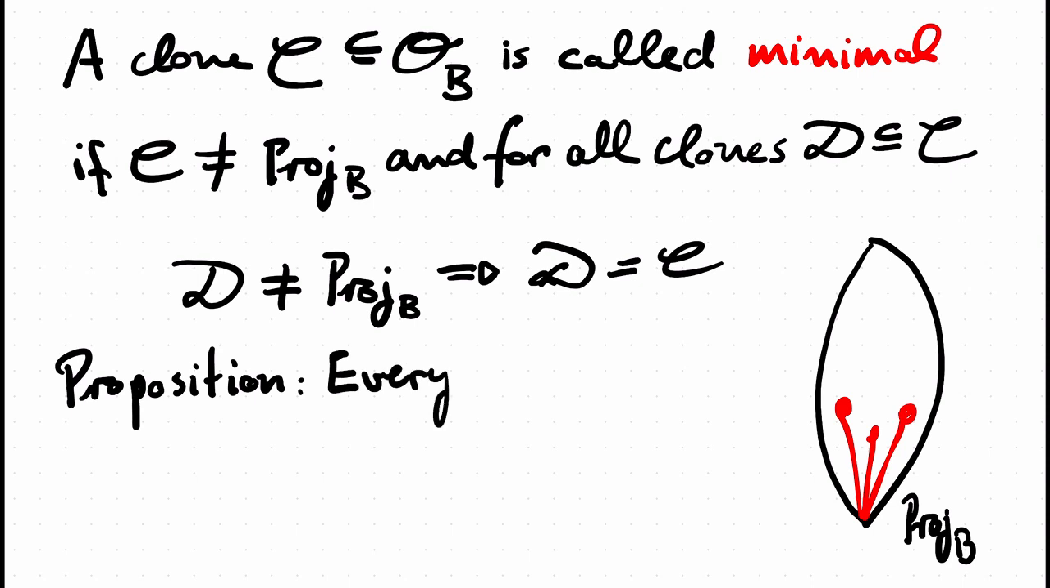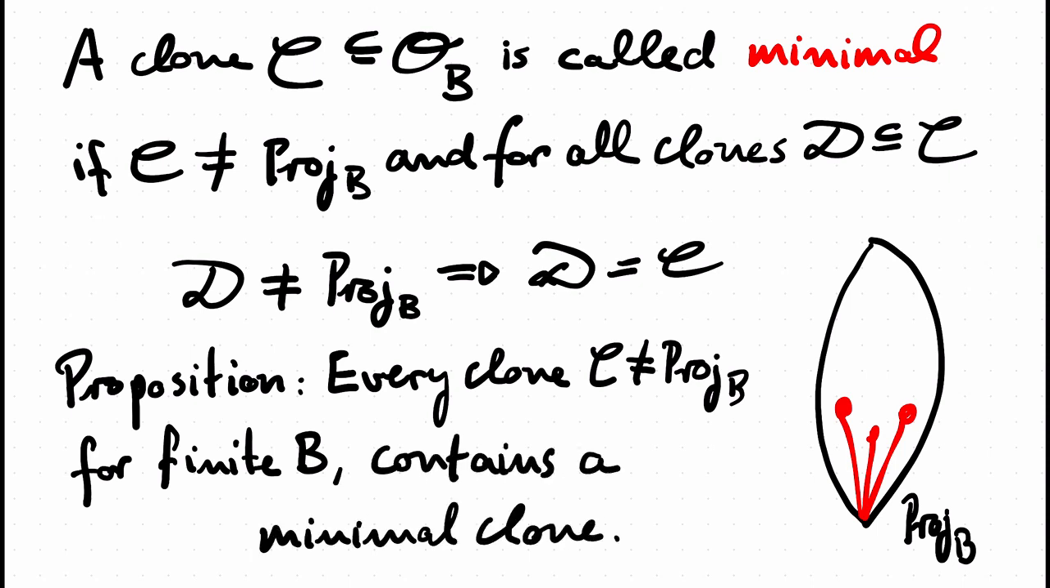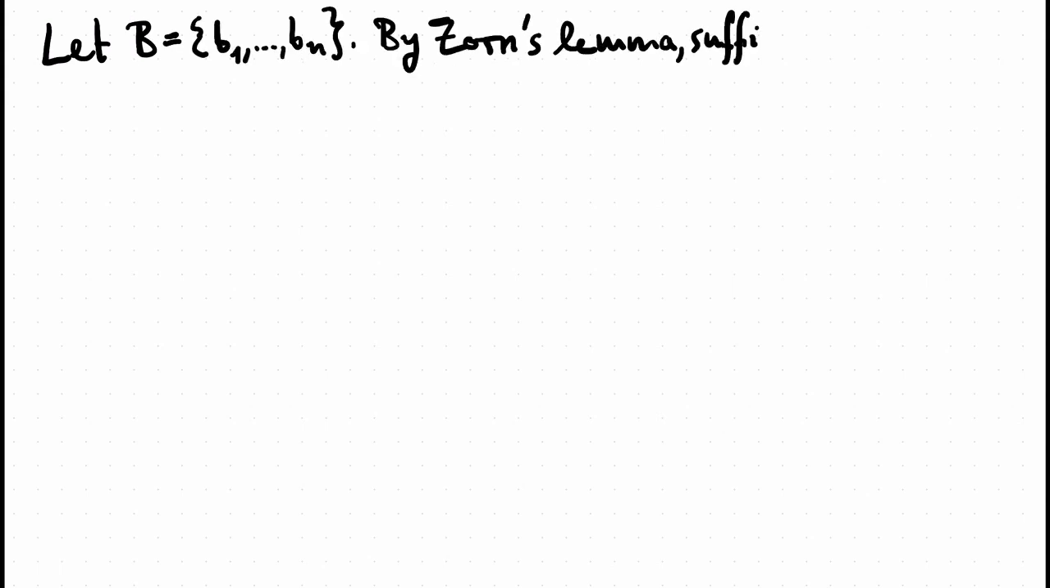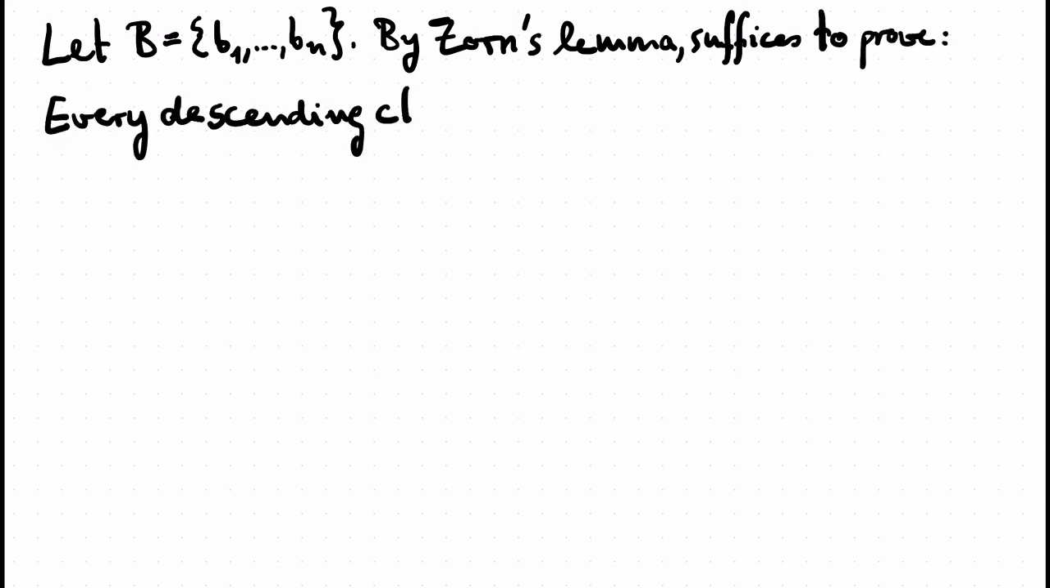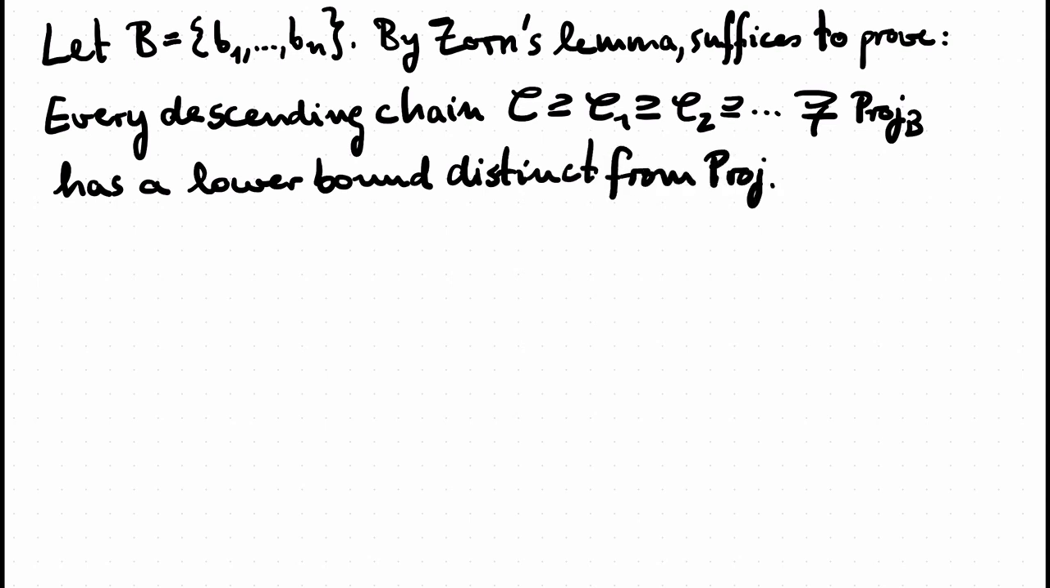Every clone over a finite set B that is different from the projection clone contains a minimal clone. This is a consequence of Zorn's lemma that we prove now. Let b1 up to bn be an enumeration of the elements of B. We will show that every descending chain of clones that are strictly larger than the projection clone has a lower bound, which is also strictly larger than the projection clone. The statement then follows from Zorn's lemma.